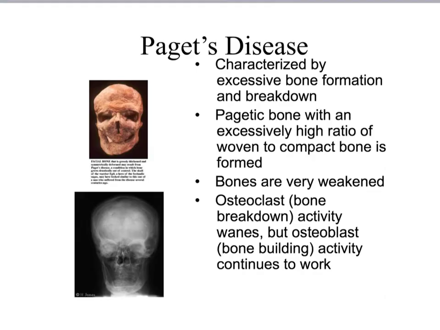Paget's disease is kind of the opposite. This is where you have too much bone formation and not enough bone breakdown. So the bone has an excessively high ratio of woven to compact bone, which is spongy to compact bone, and this causes the bones to be very weak. The osteoclasts, which help break down the bone, aren't active enough, and the osteoblast continues to work. So treatment would involve stimulating those osteoclasts.